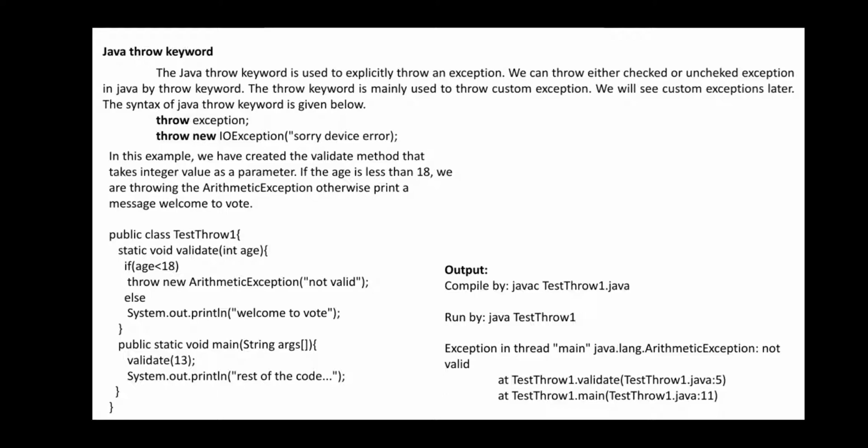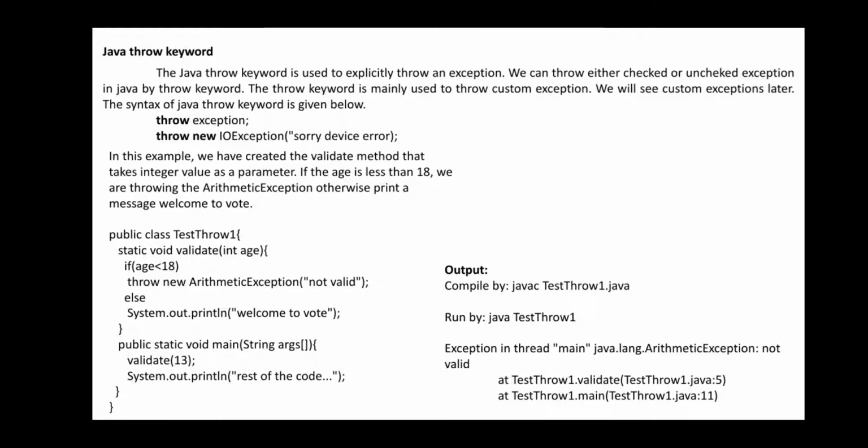We can throw either a checked or unchecked exception in Java by the throw keyword, without making any sense of checking whether it is checked or unchecked. Means whether it is in the form of a compile time exception or a runtime exception, we can throw those particular exceptions here. The throw keyword is mainly used to throw custom exceptions. We will see custom exceptions later. The syntax of the Java throw keyword is as follows.